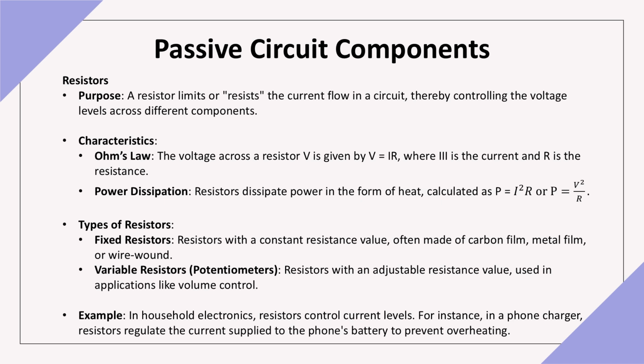Let's look at the types. Fixed resistors maintain a constant resistance value and are commonly made from materials like carbon film or metal film. Variable resistors, also called potentiometers, allow adjustment of resistance. Think of the volume control on your audio devices.